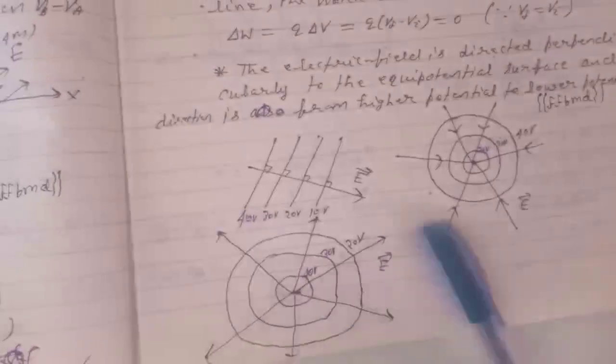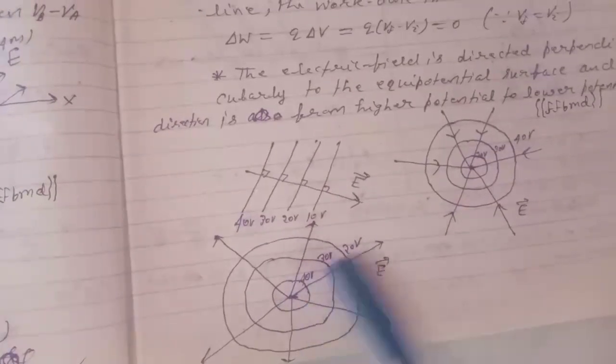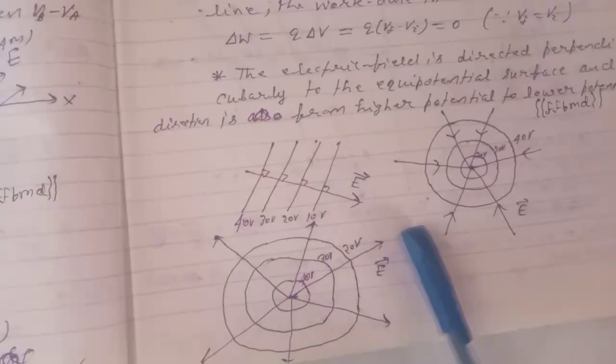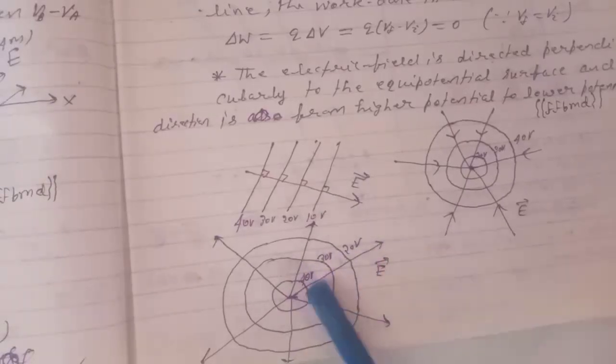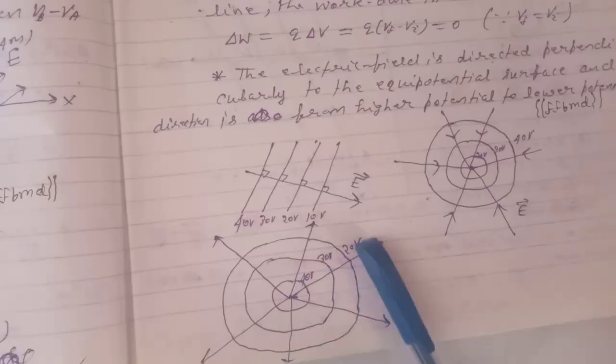Same case is here. Here the electric field is in the outward direction, because potential is decreasing in the outward, radial direction. Here it is 40 volt, here it is 30 volt, here it is 20 volt.